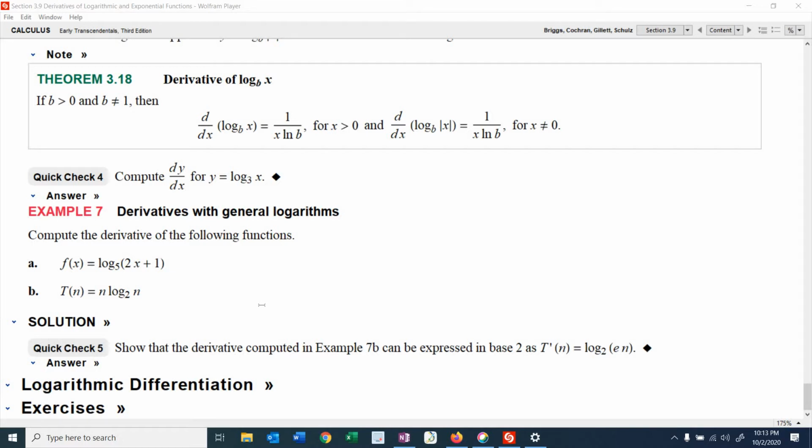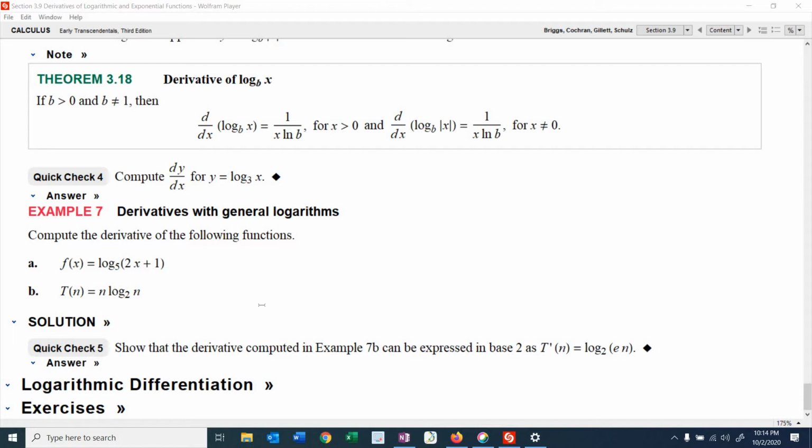Okay, so Theorem 318 says that if b is positive and not equal to 1, which are the conditions that we need for a base for a logarithm, then the derivative of log base b of x is 1 over x times the natural log of b. And this is true for positive x values only. It also says that the derivative of log base b of the absolute value of x is also 1 over x times the natural log of b. And this is true for all x values except for 0.